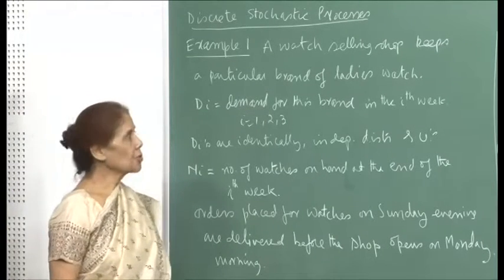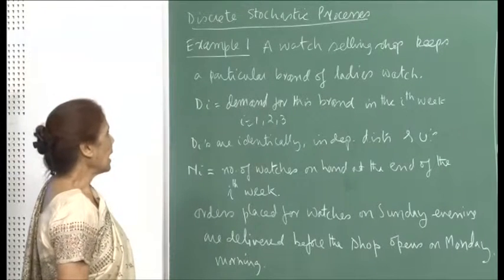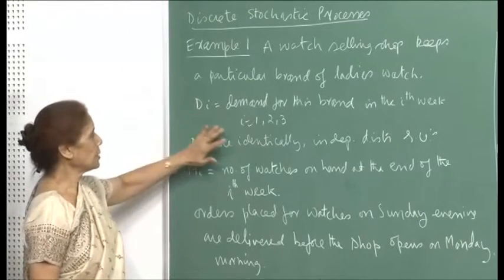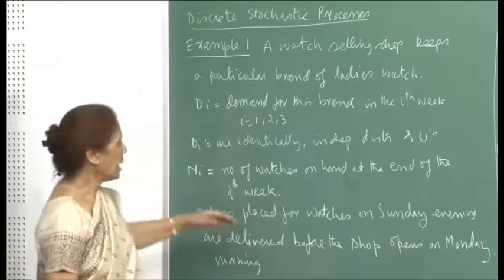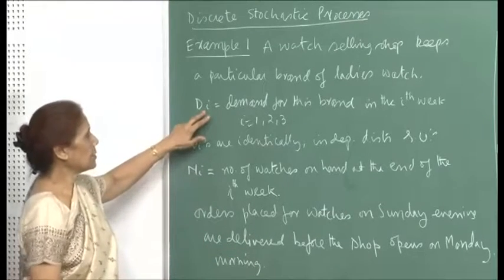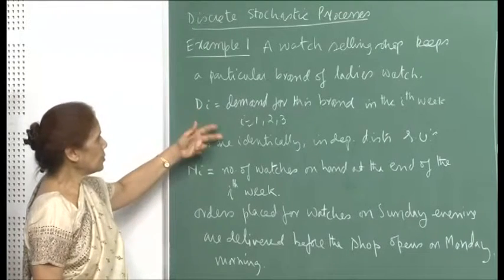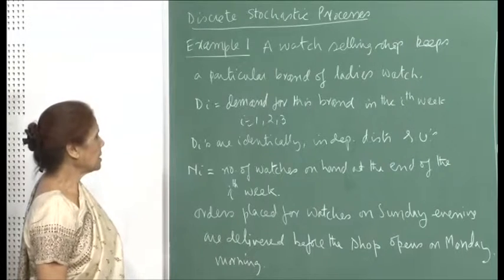A watch selling shop keeps a particular brand of ladies watch, and let Di denote the demand for this brand in the ith week. So, let us just say that our planning horizon is 3 weeks, and so D1 will be the demand for this particular brand of watches in the first week, D2 in the second week, and D3 in the third week.